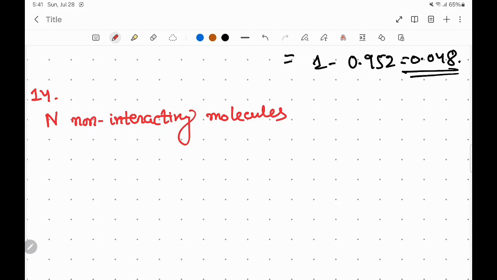In class also sir mentioned that molecules and particles are non-interacting, because in case of interacting particles the statistical mechanics becomes very difficult. So it's essentially considered as non-interacting molecules or particles.